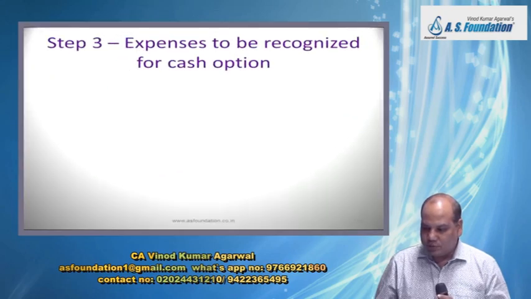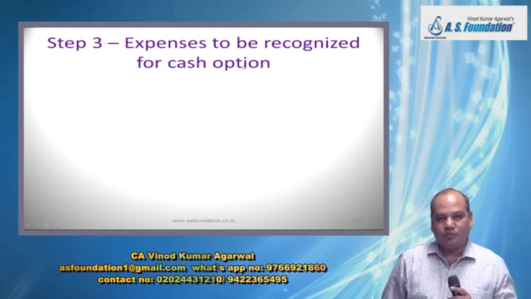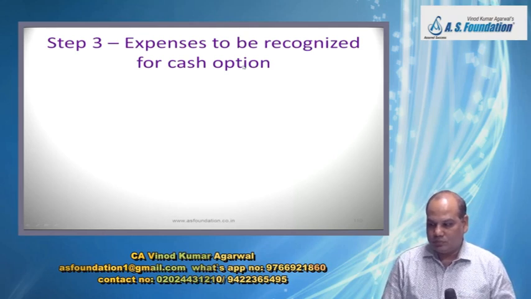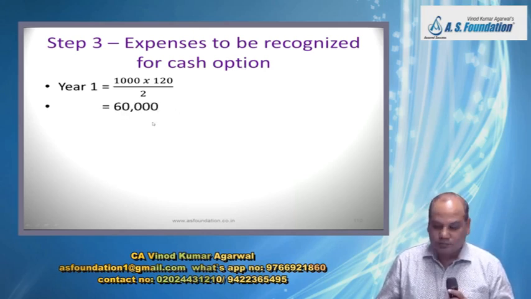Now write down step 3, expense to be recognized for cash option. Under this, go to year 1. What is the fair value at the end of year 1? 120. Number of options under cash option scheme, 1000. So 1000 into 120. But the number of years is 2, so you'll have to take 60,000.